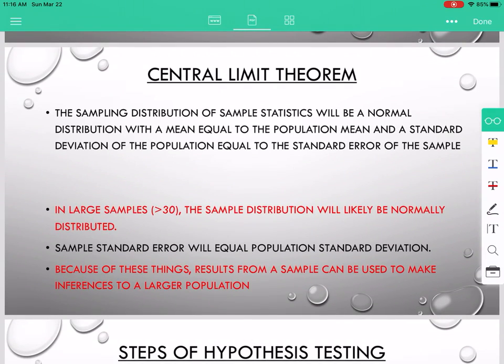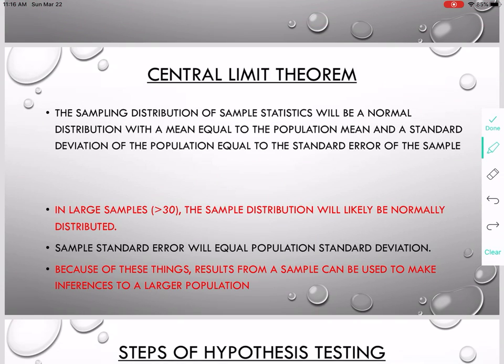Okay, if you were to look in a textbook, you would see the top definition for central limit theorem. I'm not even going to read it to you because I think it's kind of difficult to understand. So what I've done is, instead of just a textbook definition, I've put 3 basic points for what the central limit theorem means. If we have a large enough sample, then that sample distribution will likely be normally distributed. Everyone knows the bell-shaped curve.